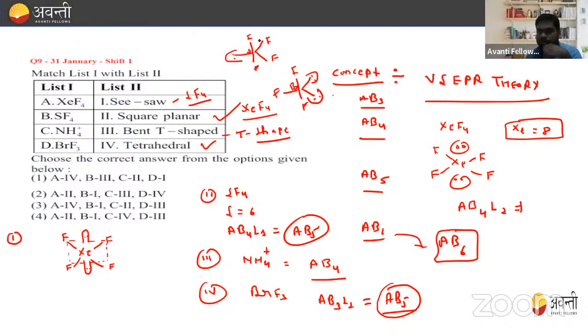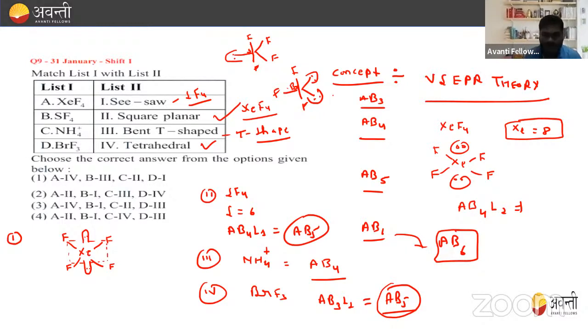If 2 lone pairs are present, put them here and the shape becomes T-shape. If 3 lone pairs are present, then these 3 lone pairs sit at the equatorial positions, one here, one here, one here, and the shape becomes linear, right? So only 3 cases are possible in AB5.